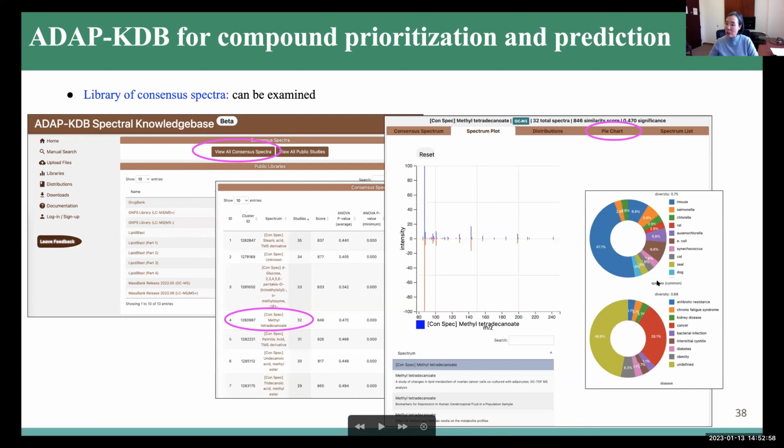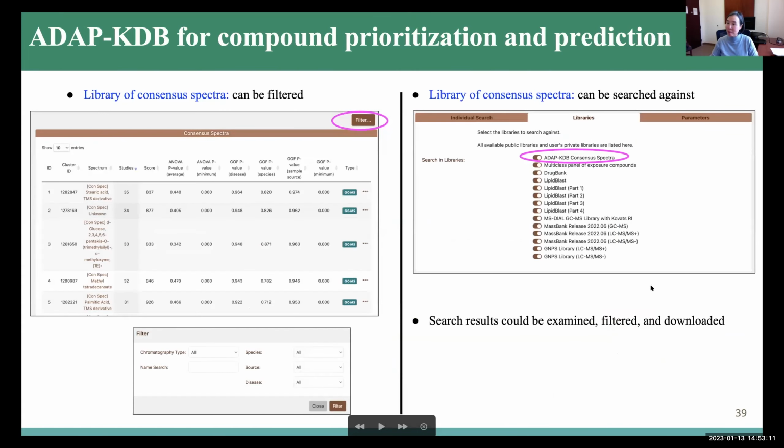And this gives you some information to help you determine whether or not to go after trying to identify those unknowns using experimental methods. And there is more that we don't have time for, so you're welcome to explore. And for the library of consensus spectra, you can filter them based on species, sample sources, and diseases as well to narrow down to things that you are more interested in.